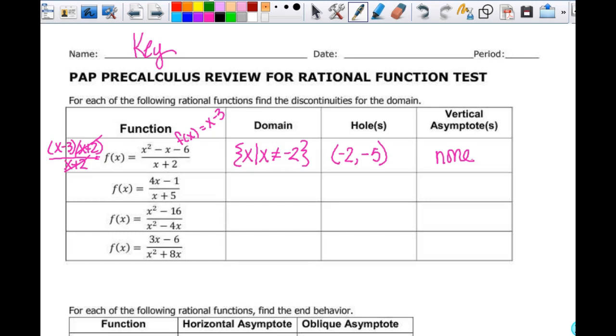On the second one, I can't factor it. So my domain is just going to be the set of all x's such that x cannot equal negative 5. Can't simplify anything out, so there are no holes. And then my vertical asymptote is going to be x equals negative 5.